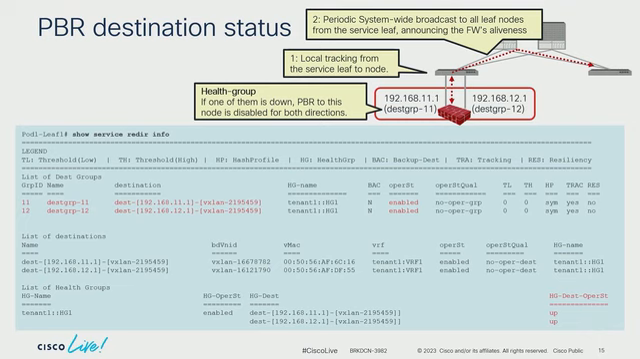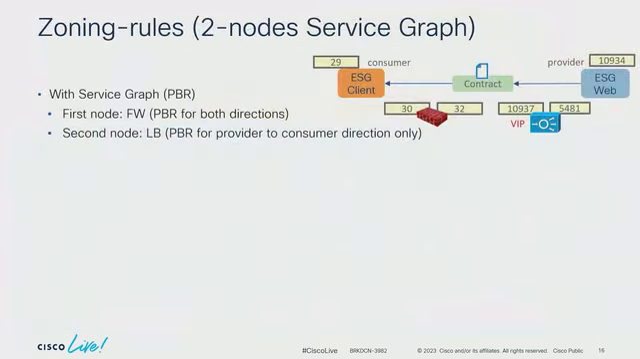Let's double-click two node service graph zoning rules. Let's say firewall and then load balancer. For firewall, we enable PBR for both directions. For load balancer, we use PBR for return direction only. And then we're going to use these class IDs.